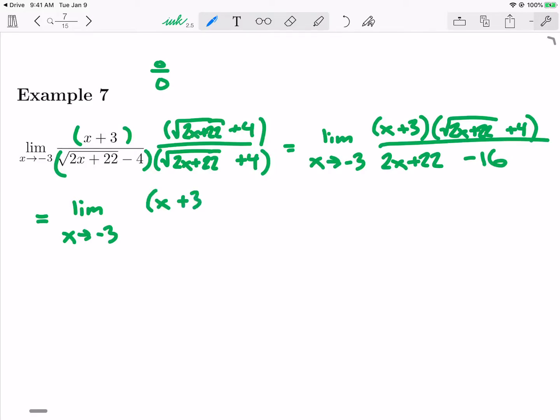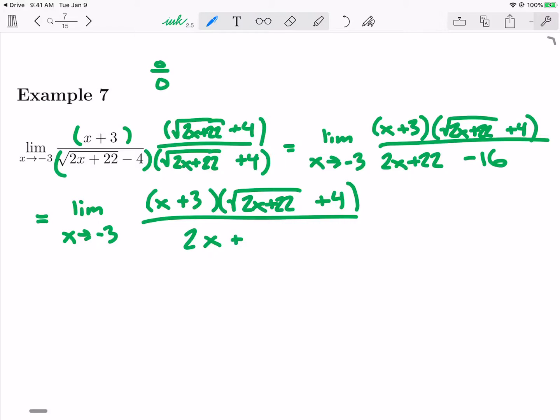Got to rewrite all that top stuff again. And whenever I say the top, I mean the numerator. That's just a mouthful. So 2x plus 22 minus 16 is 2x plus 6. And what you're going to notice is I can rewrite this 2x plus 6. 2x plus 6 I can write as 2 times the quantity x plus 3.